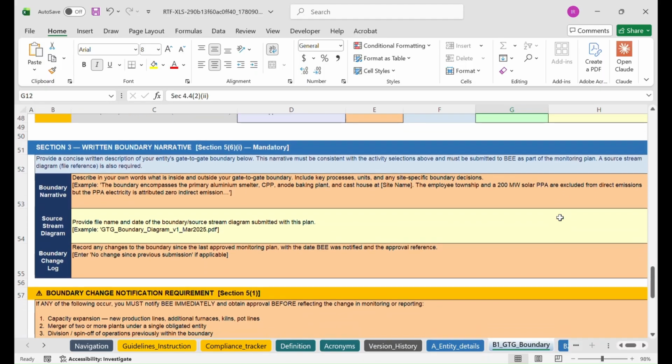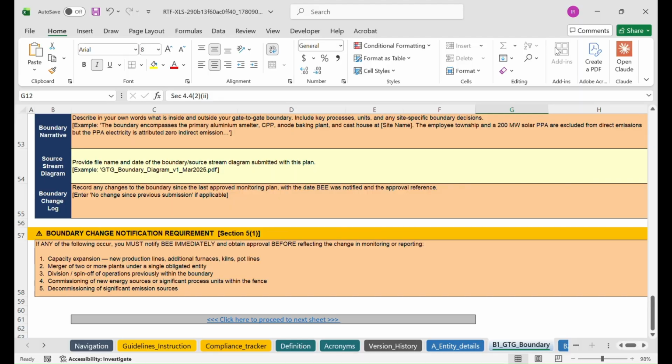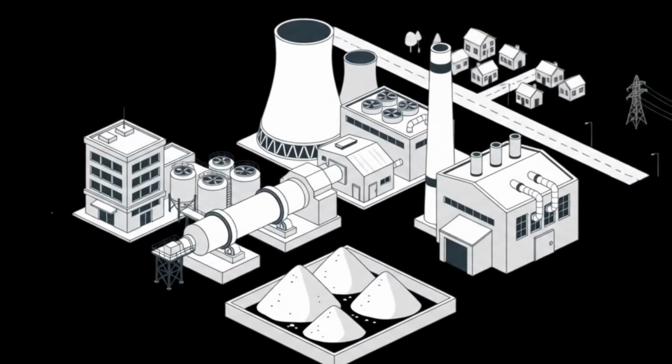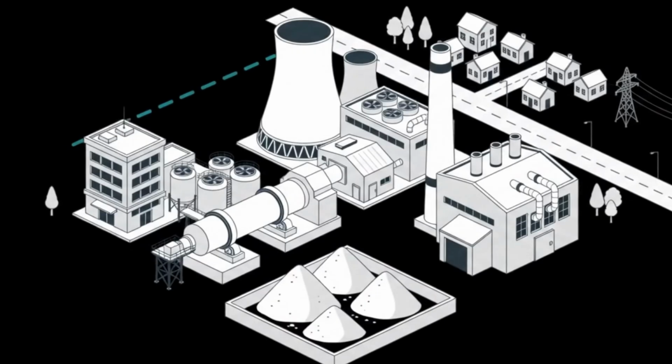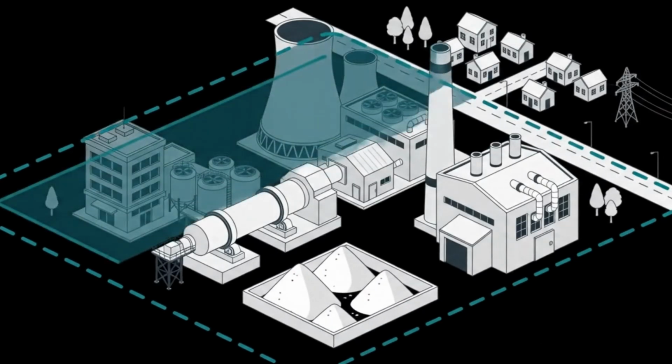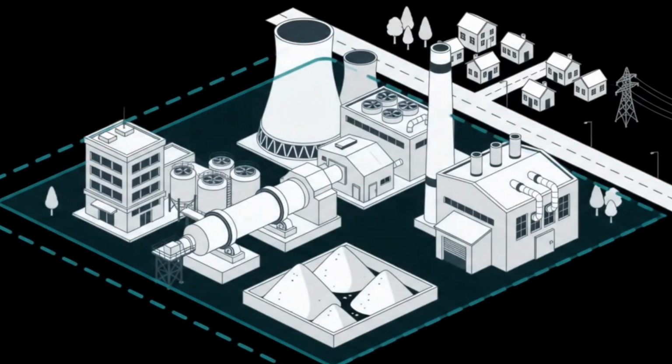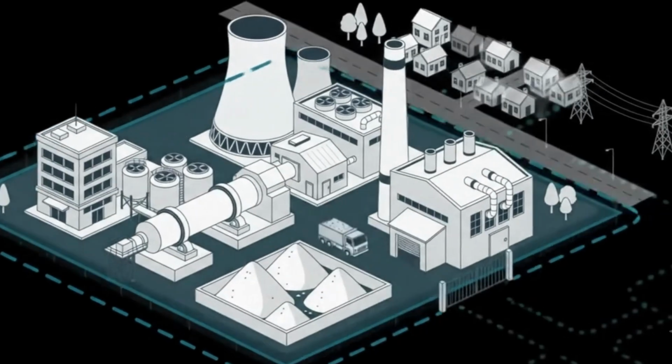Outside the fence, 13 standard exclusions, each with a defined treatment. The big ones are employee townships, fully excluded. Scope 3 logistics and product use is out of scope. Exported CPP power is deducted. Only internal consumption counts. Biomass is excluded from your GEI, but reported separately as biogenic.